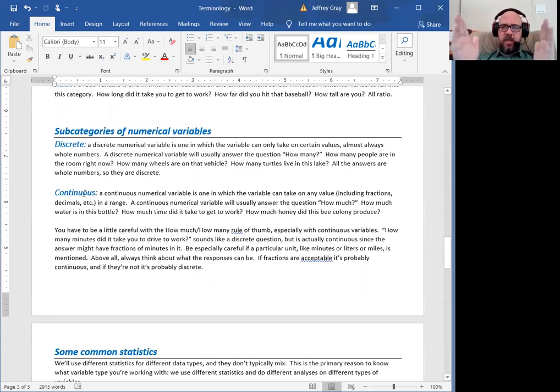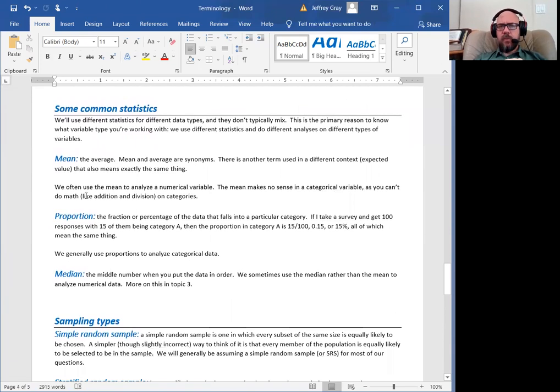Whereas continuous is anything in a range. How much water is in that water bottle? Well, it could be anything between 0 and whatever 20 ounces is in the water bottle. Literally anything in there, including fractions, is fine. So in general, if you are asking how many, that's discrete. If you're asking how much, that's probably continuous. Be a little careful with that wording, but it's a pretty good rule of thumb.